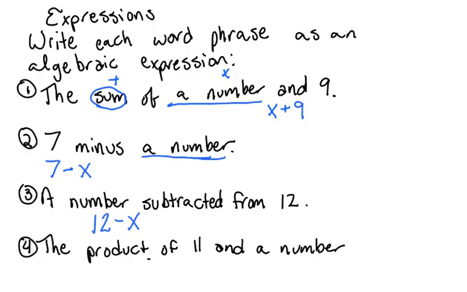Number 4 says the product of 11 and a number. Again, product means the answer to a multiplication problem. It's another word we have to know for these. So I'm going to go ahead and do 11x. You can put in a multiplication symbol, but when there's a number right next to a letter, that means multiply as well.